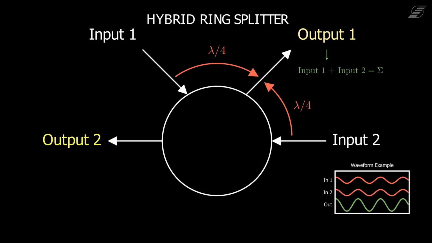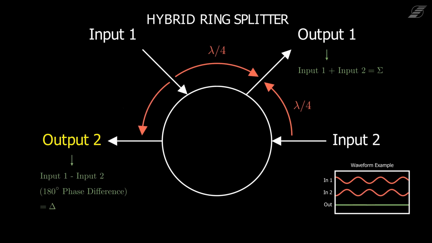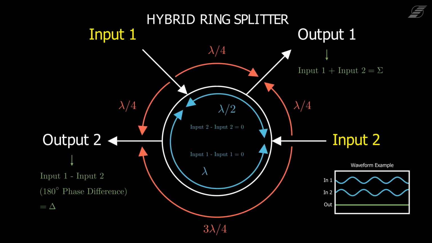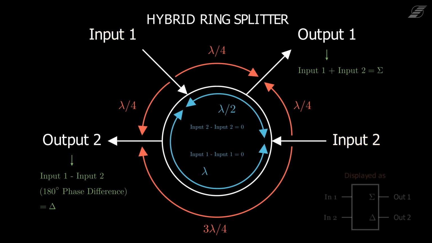For the second output, one input again takes a quarter wavelength, while the other needs 3/4 wavelengths to reach the output. That way, the input signals are added up with a 180-degree phase difference and therefore can be seen as a subtraction, which is displayed by the delta sign. The inputs do not interfere with each other because they always cancel themselves out at the other input. This is because they reach it with a 180-degree phase difference to their own signal.